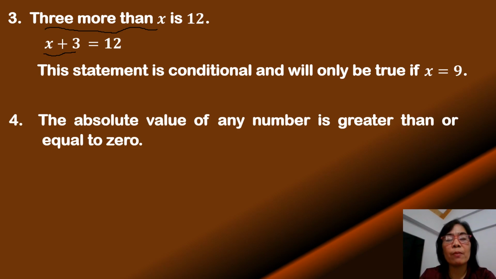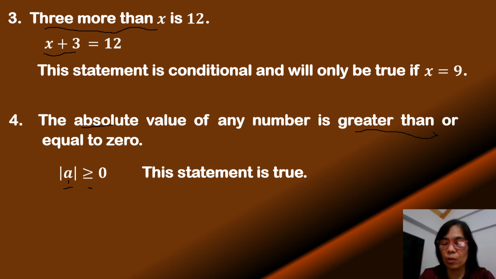The statement "the absolute value of any number is greater than or equal to 0." We use the symbol of two parallel lines for the absolute value of any number. This is the symbol for the absolute value, and you can use any letter to represent the number. Then we have the symbol for greater than or equal to 0. We know that the absolute value of any number is always greater than 0 or equal to 0, and so we say the statement is true.